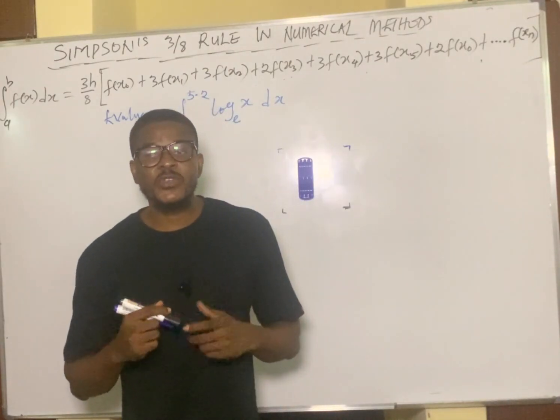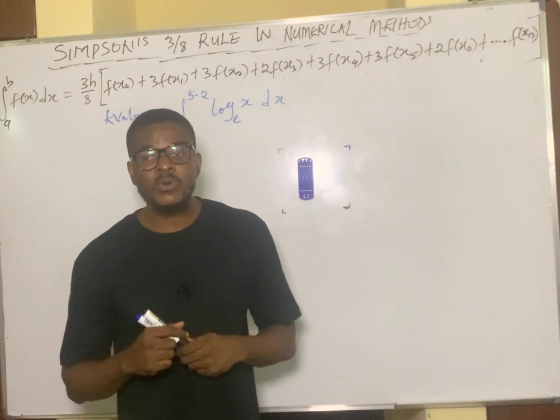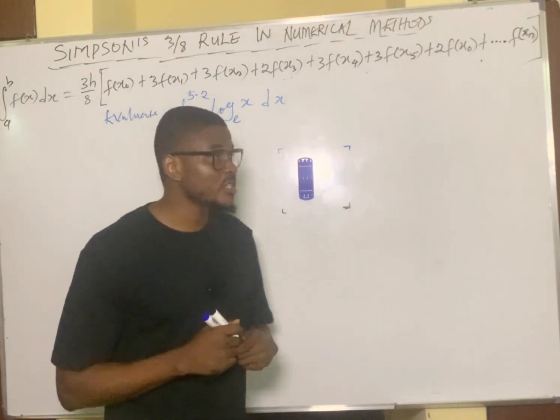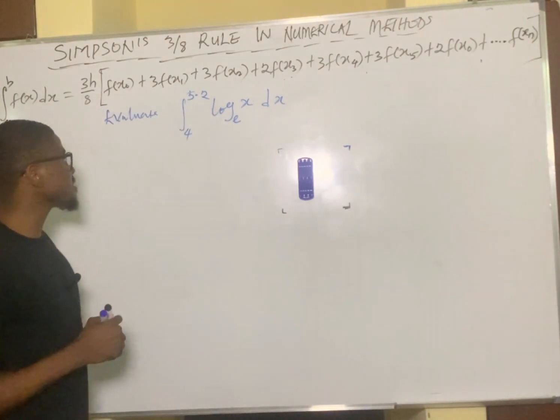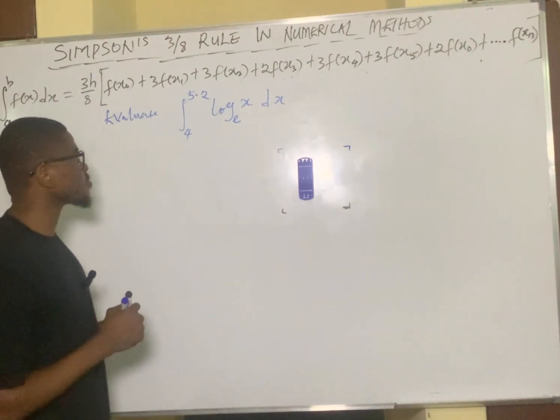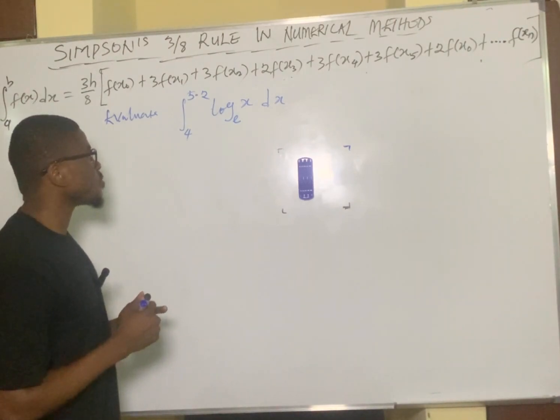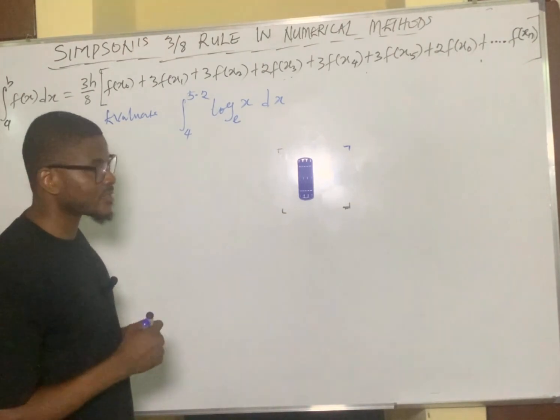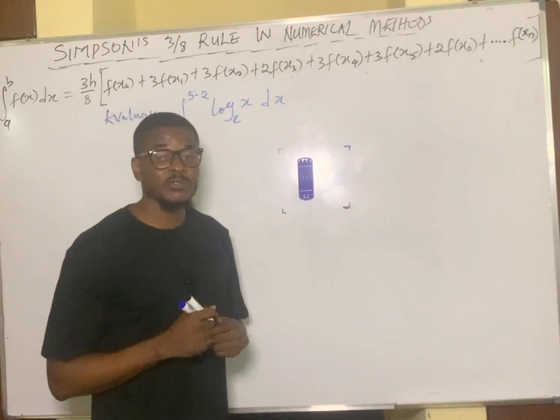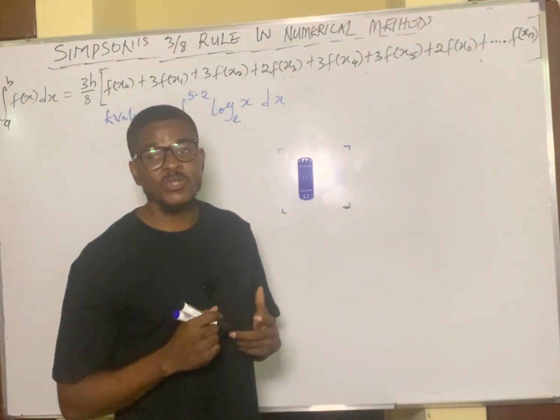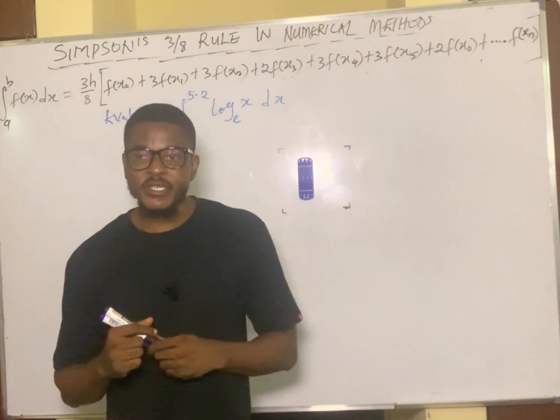Alright, so this is the second video on Simpson's 3/8 rule, and in this video we are going to be solving this question which says evaluate the integral from 4 to 5.2 of log x to base e dx using Simpson's 3/8 rule. You know, log to base e is actually a natural logarithm.